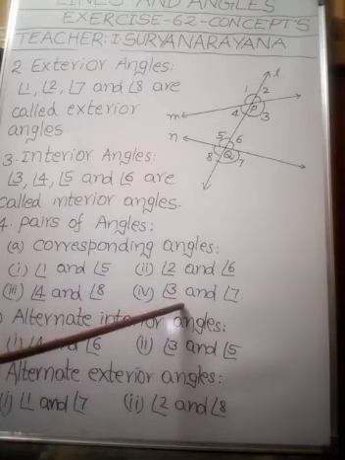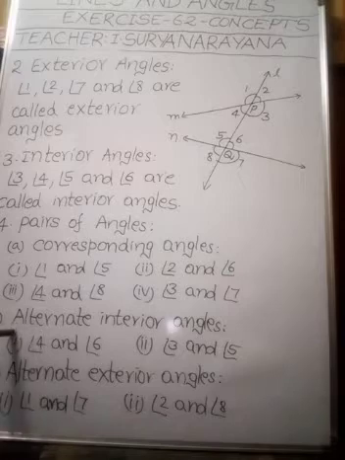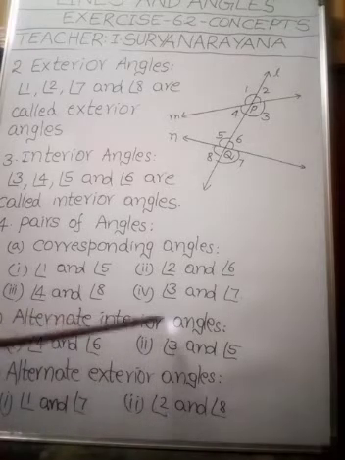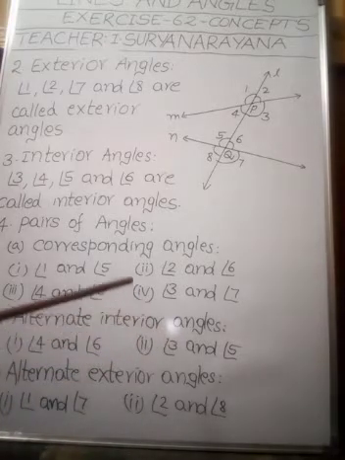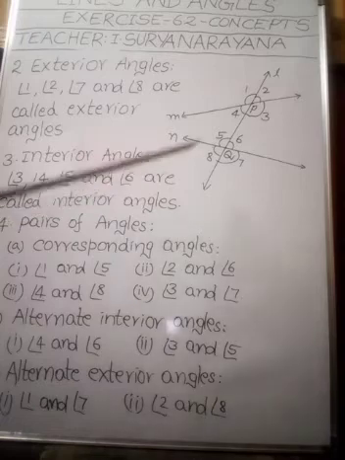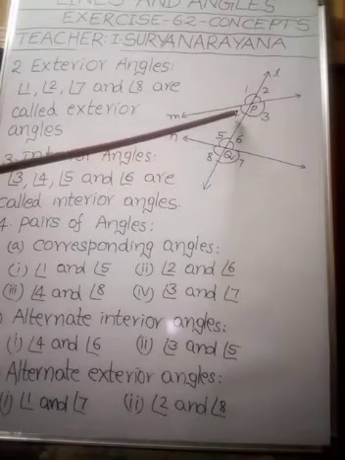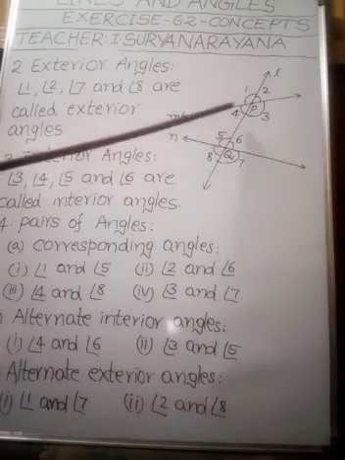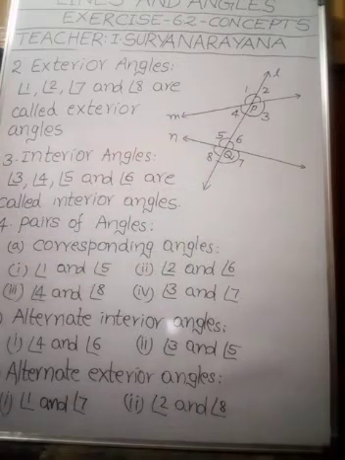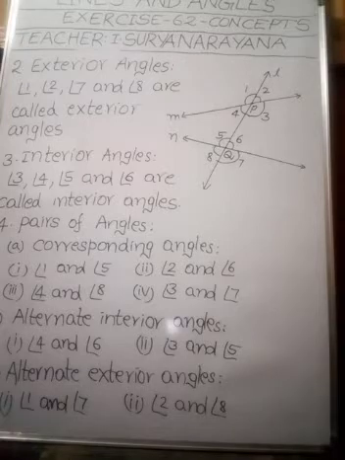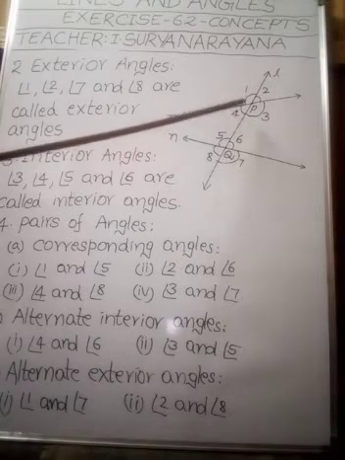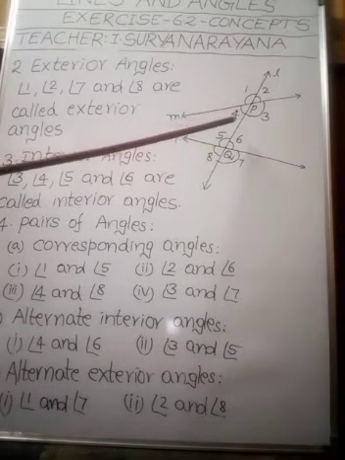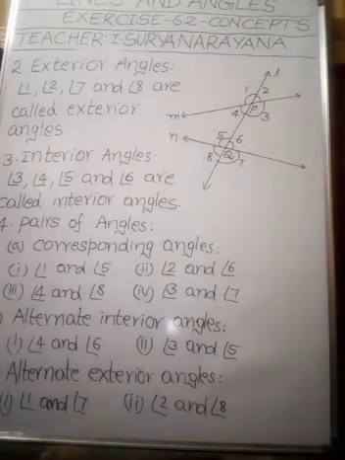Right. Now come to the next category, alternate interior angles. Previously we discussed these four angles, angle 3, angle 4, angle 5 and angle 6, which are said to be interior angles. Again we classify alternate interior angles. It means the angles should be on either side of the transversal, and they should not be adjacent angles.